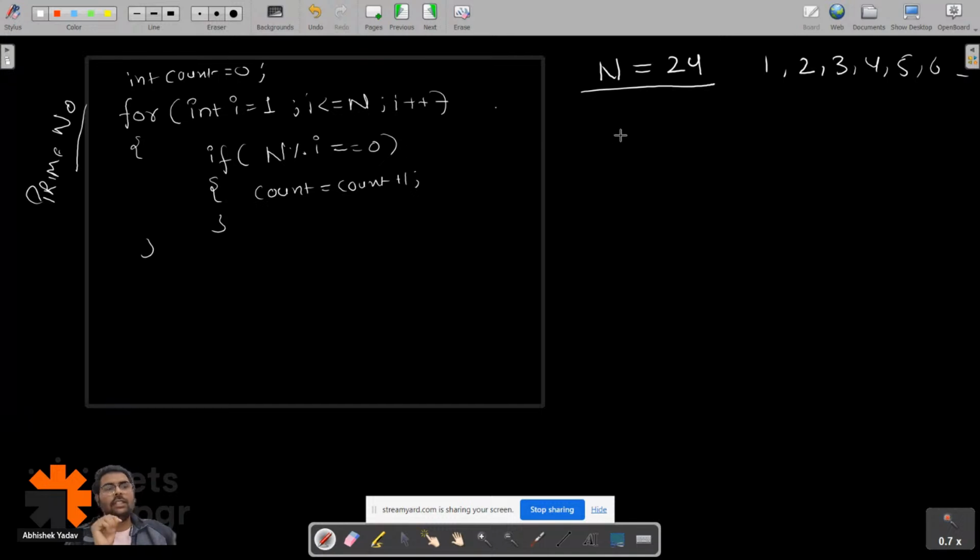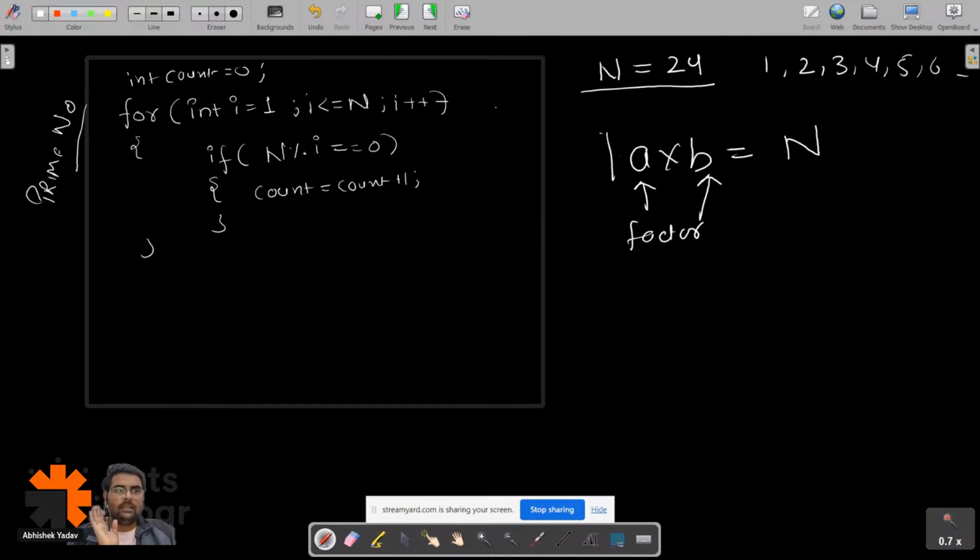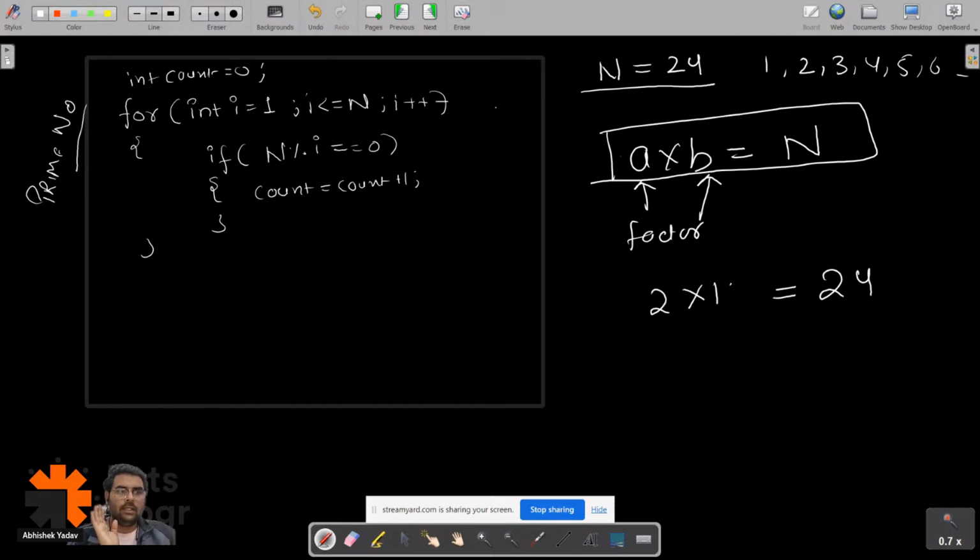लेकिन हमें एक चीज और इसमें दिख रही है, that is here if I will say कि here a into b is equal to n, right? अगर I am saying कि here a into b is equal to n, that is a is a factor of n and b is a factor of n, right? This one, let's take one example here. 24, if I am saying here 2 into 12, right? So I will get 24.